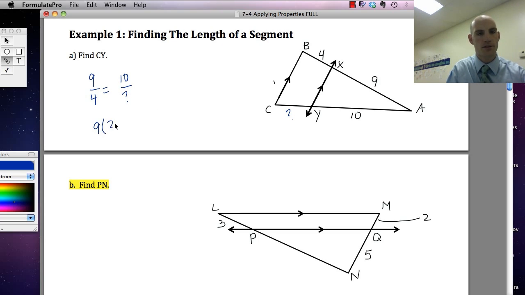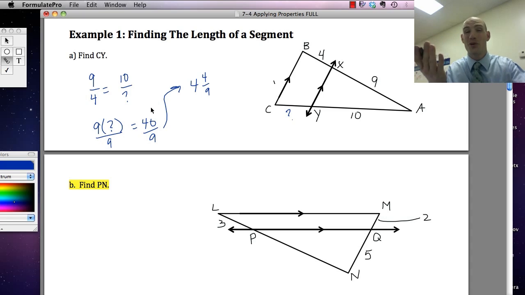So 9 times what I don't know is equal to 40. Divide by 9. Divide by 9, and what I end up with is 4 4/9, because 9 goes into 44 four times is 36. I've got 4 left over, so really this is 4.4 repeating. Okay, so that's a very simple way to solve for the length in a triangle. Let's see if you can try the next one. It's a little bit different because it's turned, but I think you can try this one, so bring that one to class when you come.